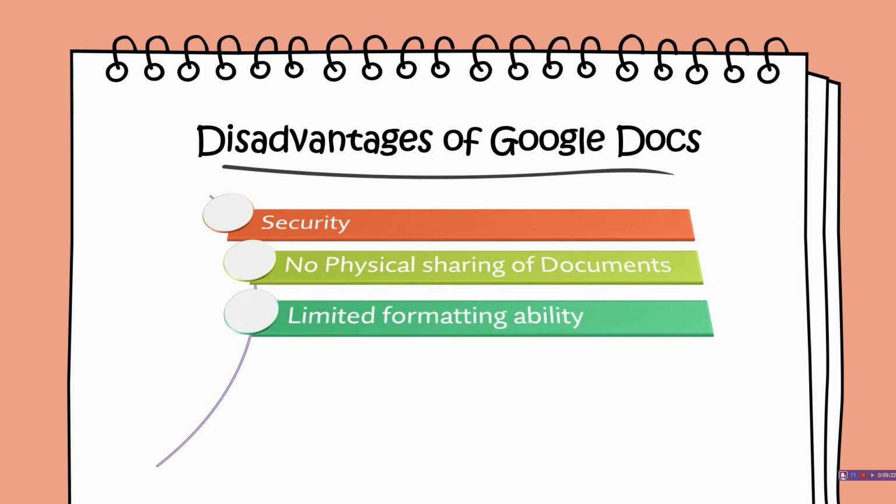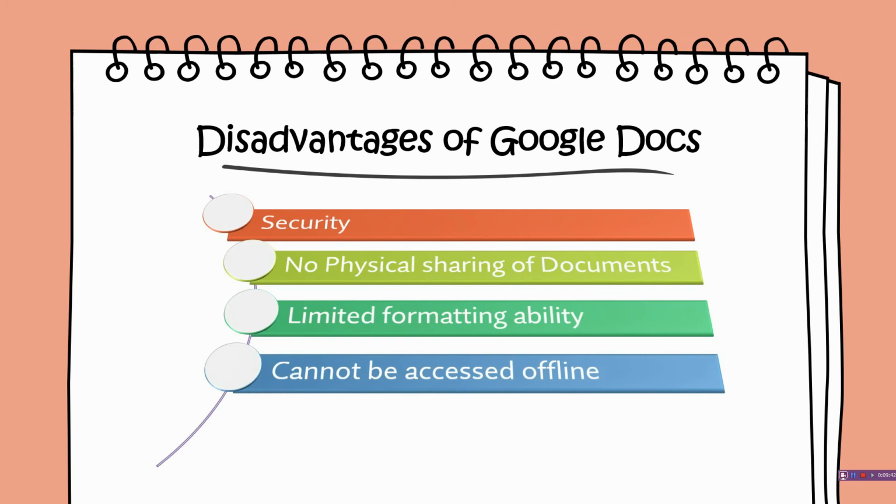Next one is limited formatting ability. Unlike Microsoft Word, Google Docs allows more than one user to work on a document at any given time, and formatting ability is also limited. So this is another disadvantage.